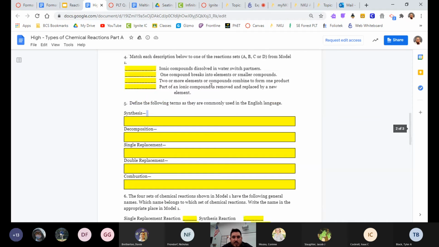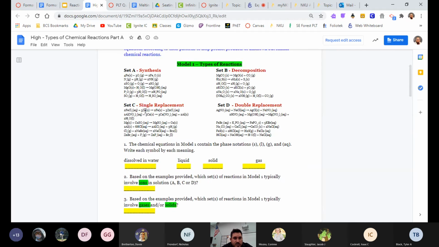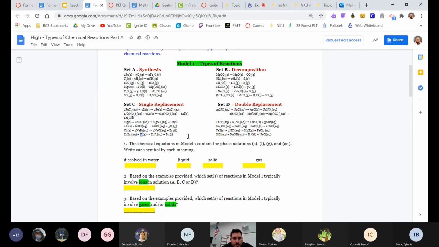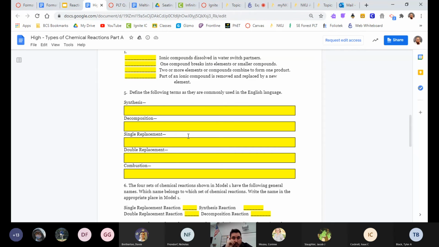And then the final one there is replaced by an element. If you look at these here, most of them should have elements involved. There's an element there, there, there, there, and there. So you have a compound and an element, and you're switching places. All right, good job.